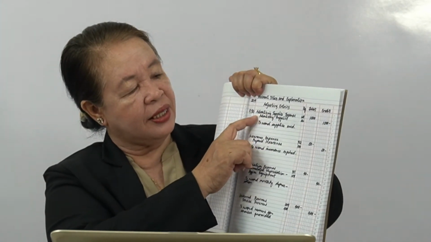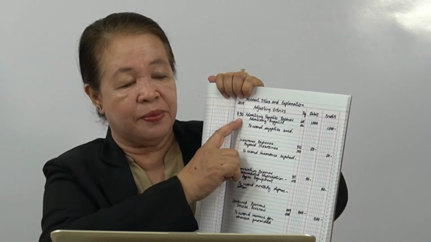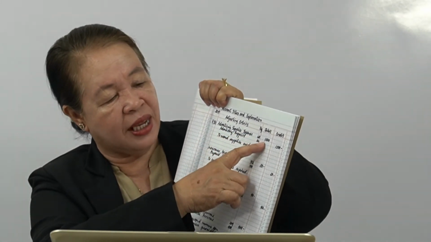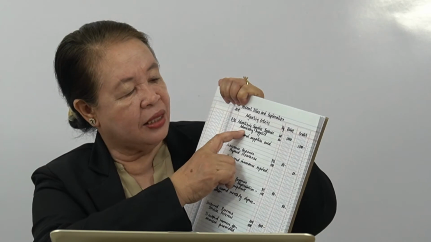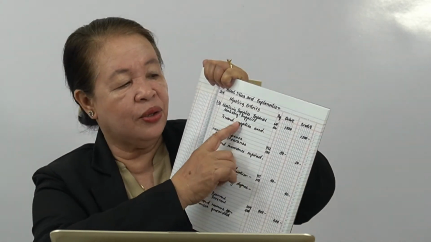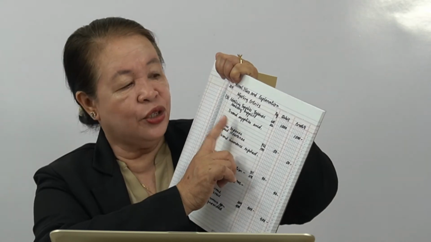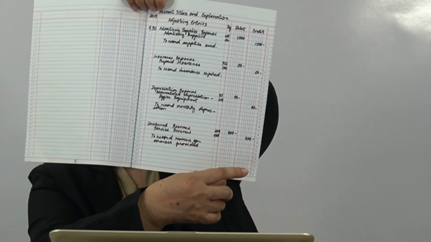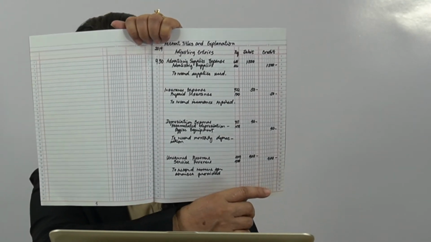So, ito yung una natin, advertising supplies, ito yung adjusting entries natin. So, for September 30, advertising supplies expense natin, 1,500. And then, advertising supplies natin, 1,500, no? So, yun yung journal entries natin to record supplies used. So, yun yung example natin ng adjusting entries.